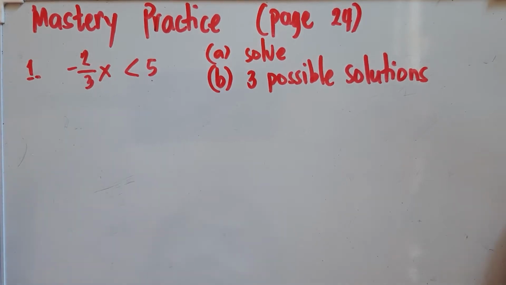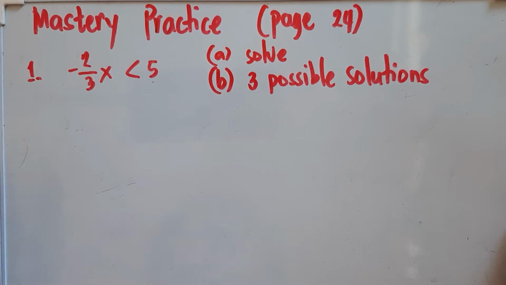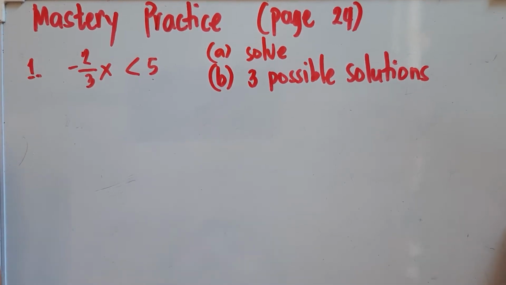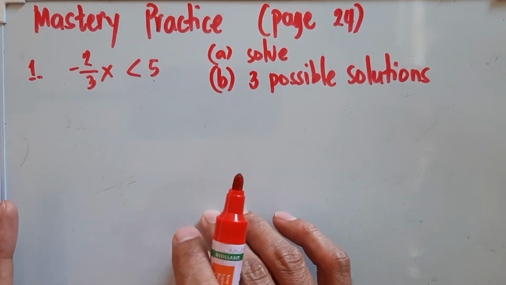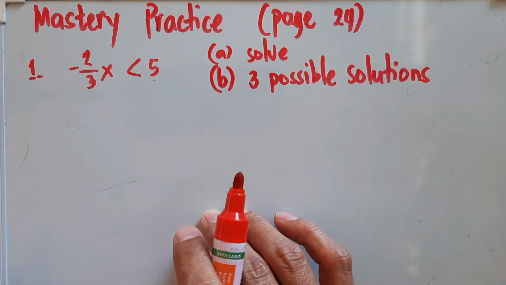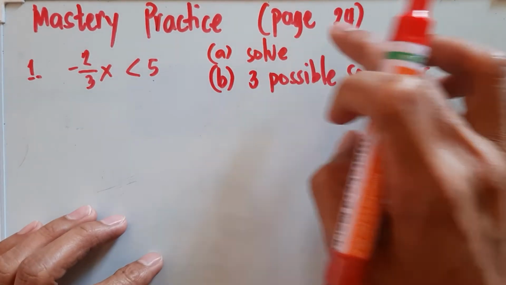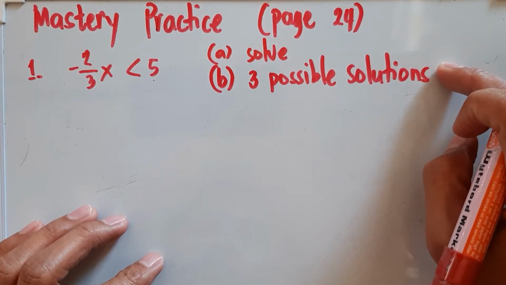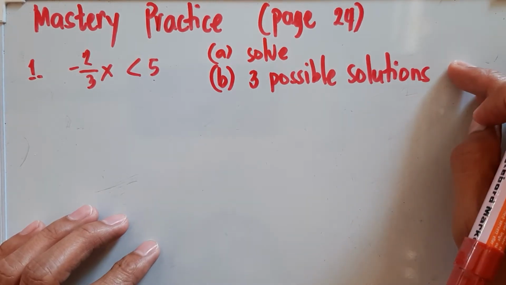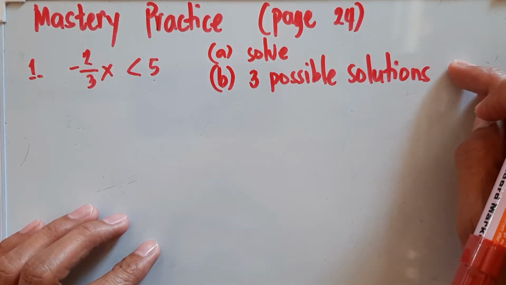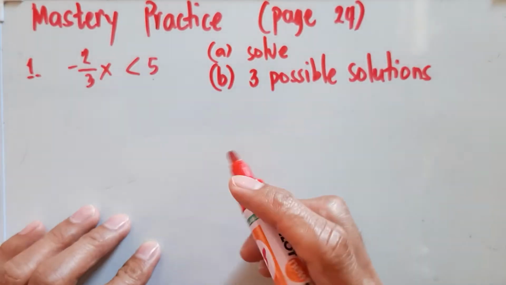Okay, good morning everyone. So today we will try to answer the mastery practice on page 24 of your textbook. The first problem is: given that negative 2/3 x is less than 5, A, solve the inequality. And next, give 3 possible solutions if x is an integer. Remember, integers are positive and negative numbers including 0. So let's solve the inequality first.